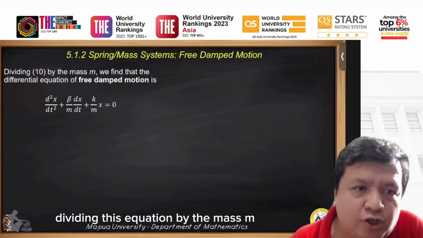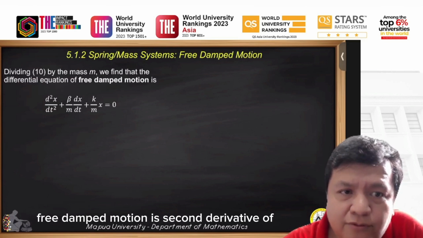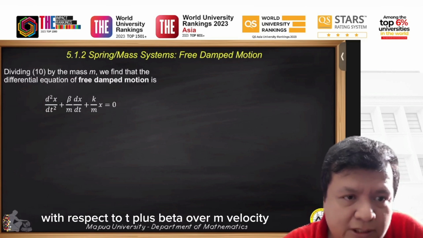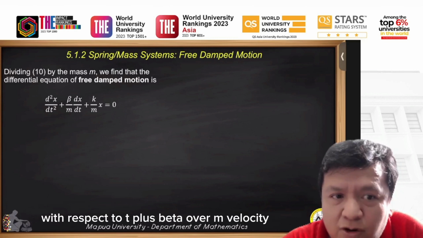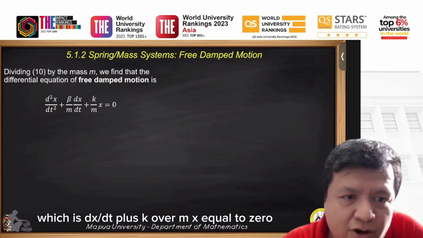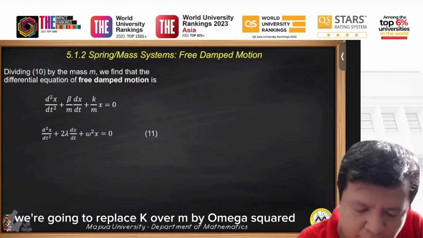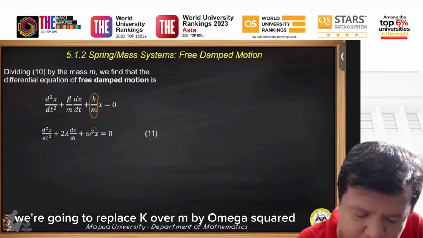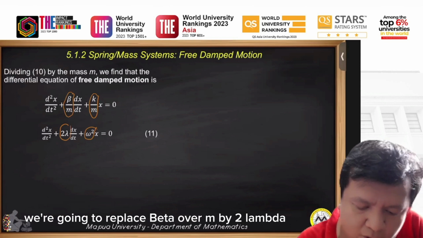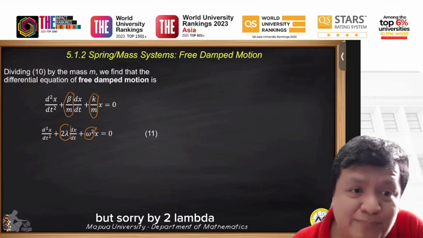Dividing this equation by the mass m, we find that the differential equation for the free damped motion is the second derivative of x with respect to t plus beta over m times the velocity, which is dx over dt, plus k over m x equal to 0. So with this, we're going to replace k over m by omega squared. We're going to replace beta over m by 2 lambda.